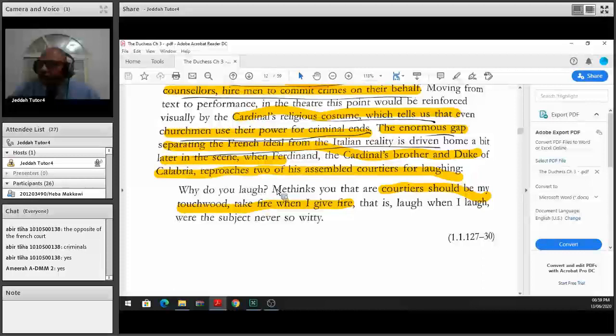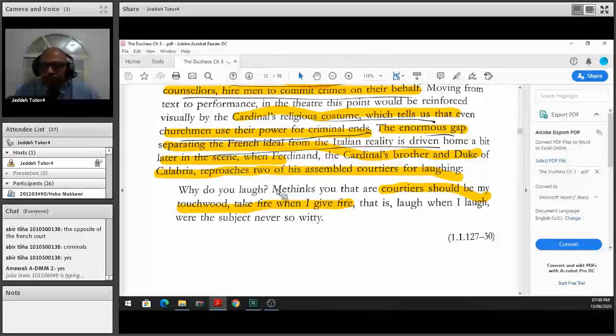So the enormous gap separating the French ideal from the Italian reality is driven home a bit later in the scene, when Ferdinand, the Cardinal's brother and Duke of Calabria, reproaches two of his assembled courtiers for bluffing. And he's going to tell them, you do my bidding. If I ask you to do this, do this.